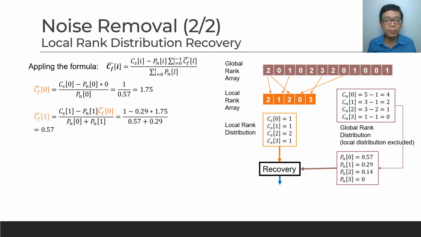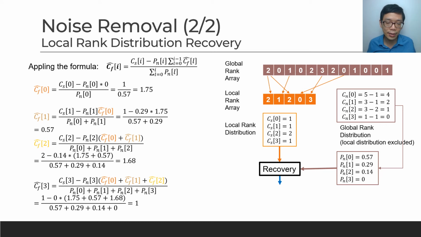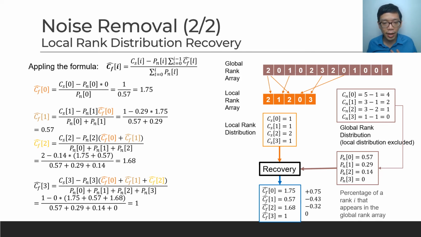And from the original rank 0, we can calculate the original rank 1. And from the counters of the original rank 0 and 1, we can calculate the original counters of rank 2 and rank 3. Finally, what we have here is the original rank distribution. As you can see, the lower ranks are more than in the local rank distribution, and the higher ranks tend to be smaller than in the local rank distribution, because we have recovered it.